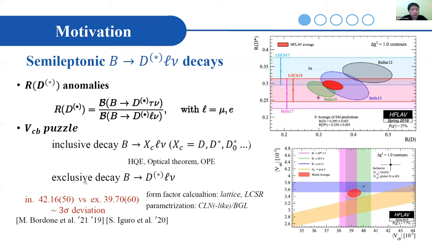While for the exclusive decay, only specified hadrons are considered, which in our case are D or D star. Therefore, the decay rate receives large uncertainties from the hadronic form factors. Although the exclusive decays are easier to measure experimentally. At the present stage, the tension in VCB is also at the level of 3 sigma, which can be induced by either theoretical and experimental uncertainties or new physics beyond the standard model.